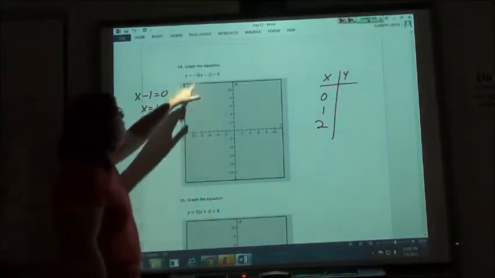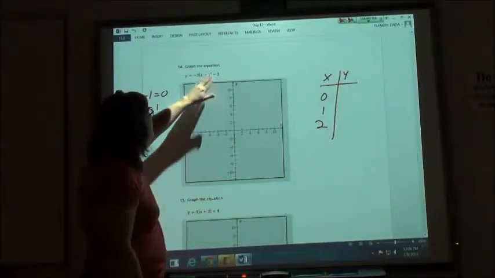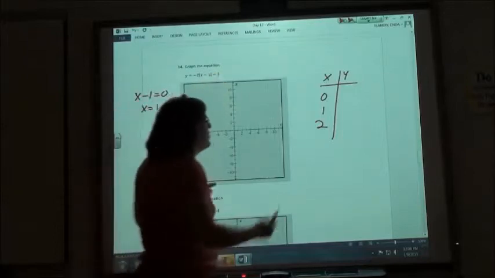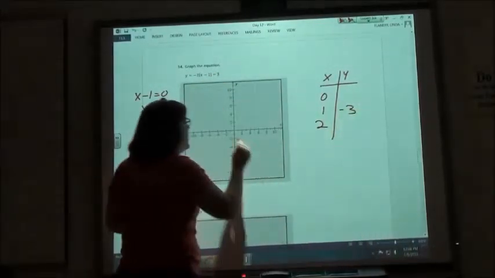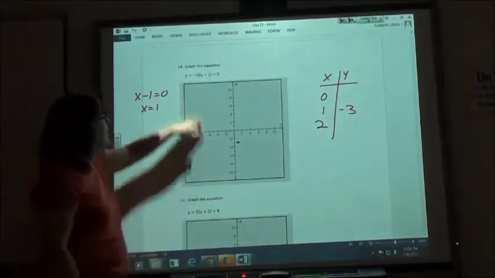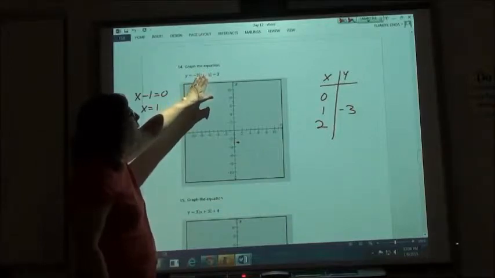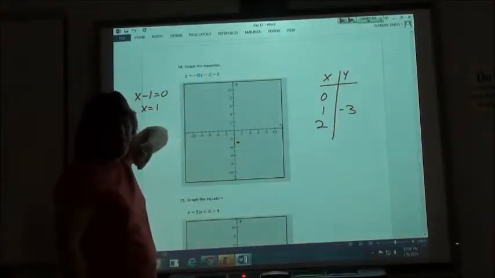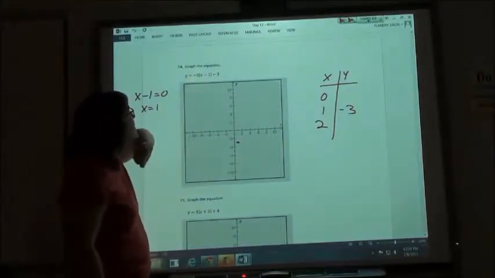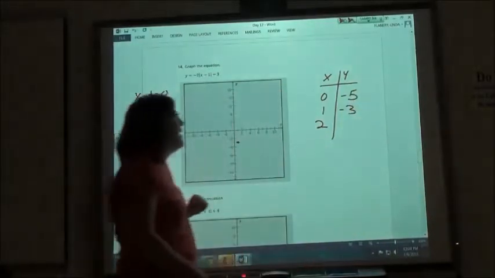So if I put 1 in there, 1 minus 1 is 0. The absolute value of 0 is still 0. 0 times negative 2 is still 0. I get the minus 3 that's on the end. So 1, negative 3 is where my vertex is. If I put 0 in there, 0 minus 1 is negative 1. However, the absolute value of negative 1 changes it to a positive 1. 1 times negative 2 is negative 2, and negative 2 minus 3 is negative 5.